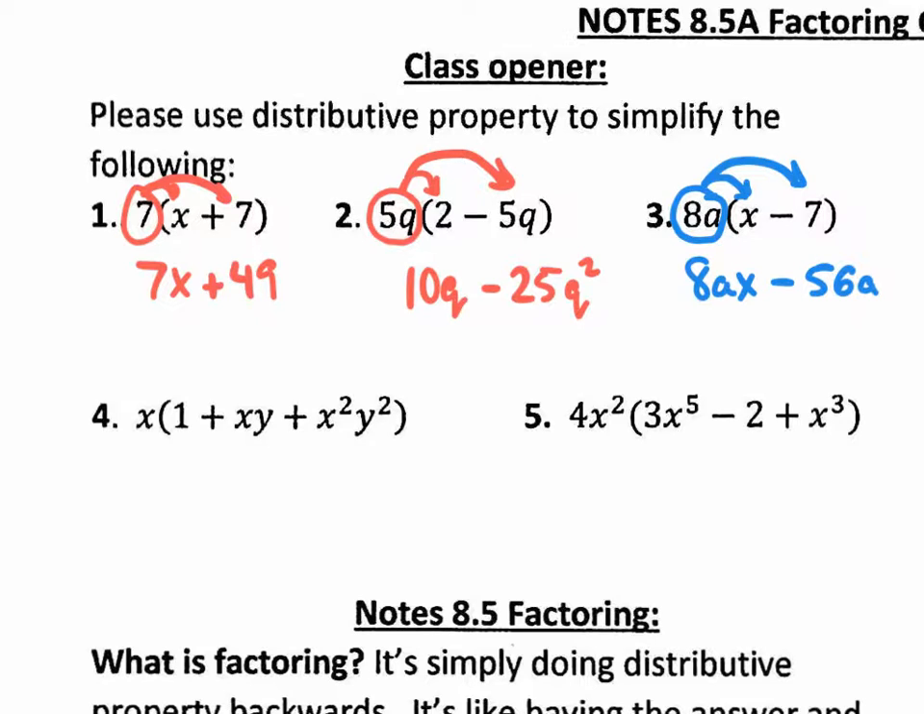Now, of course, after distributing, you're supposed to try and combine like terms, but this is an ax term, and this is just an a term, so you cannot combine those. They're not alike. Number 4, it's a little bit more interesting.